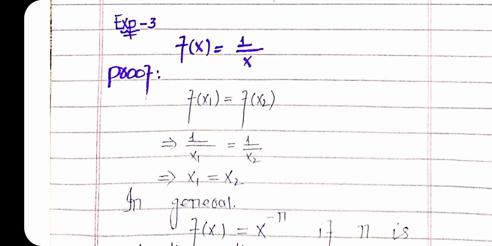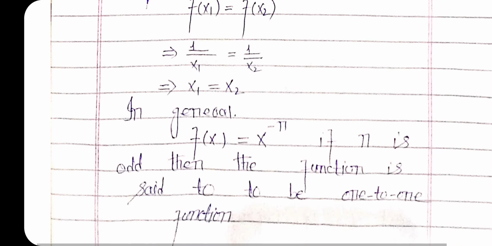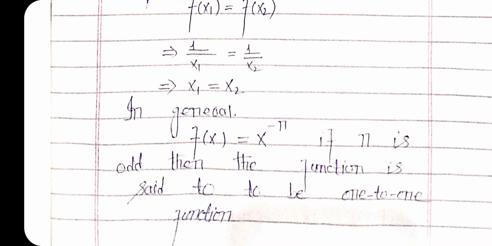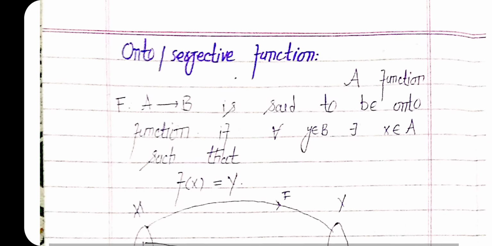Next we consider another example, 1 over x, and we have to check whether this gives us a one-to-one function or not. F of x1 is equal to f of x2. Again we consider 1 over x1 equal to 1 over x2. We can clearly see that x1 is equal to x2. It means this is a one-to-one function. Again we have the result.